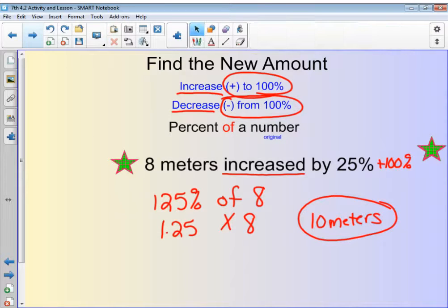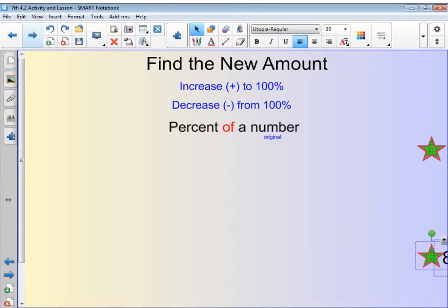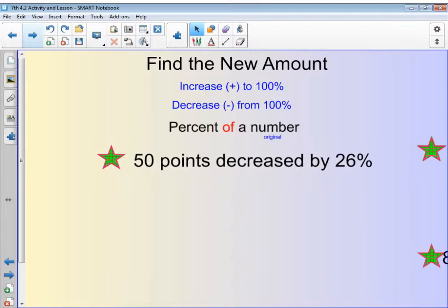Okay, so let's go ahead and try another one of those. So remember, if it says increased, we're going to add the 100%. And if it says decreased, we're going to subtract from 100 because it dropped that much. Okay, so this time it says decreased by 26%. So if it was decreased, we're going to take 100% and decrease it by 26. So we're going to subtract. So 100 minus the 26.